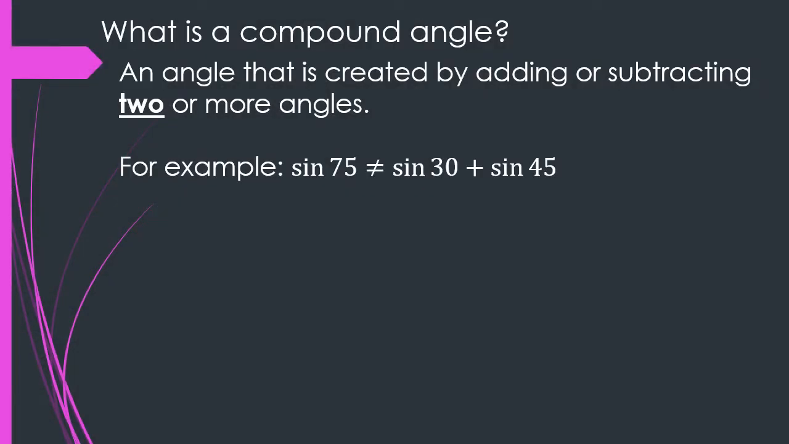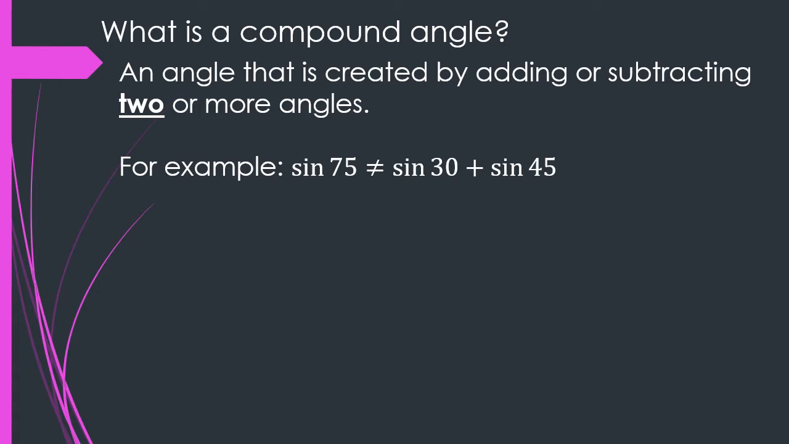So that brings us to what is a compound angle? Well, a compound angle is any angle that is created by adding or subtracting two or more angles. You're going to notice it's bold and underlined two. We're going to focus only on what happens when you add or subtract two angles and not more than two. It gets much fuzzier and more complicated when that happens.